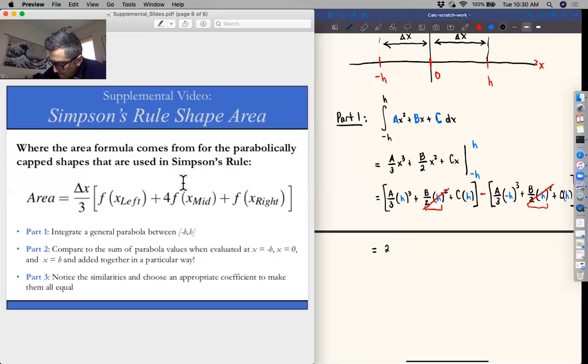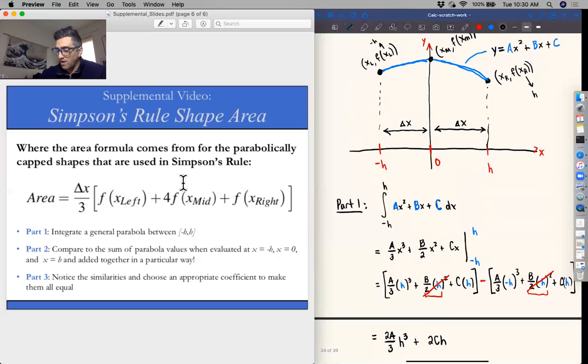So we'll get 2 times a over 3 times h cubed, and then we'll get a plus 2c times h. So that's what we have so far from this area under that general parabola. Again, a parabola with coefficients a, b, and c between minus h and h that touches those 3 points that we wanted at minus h, 0, and positive h.